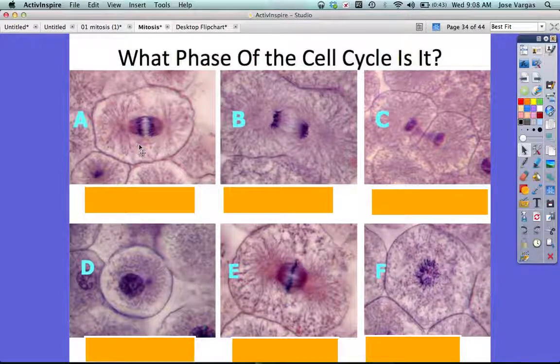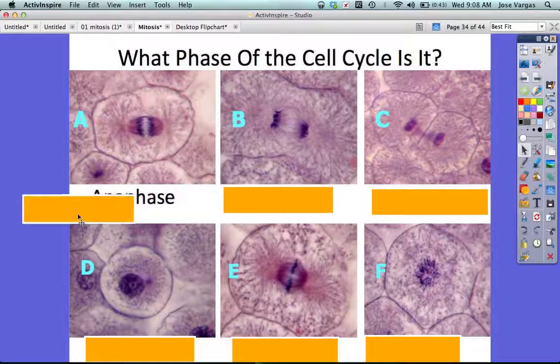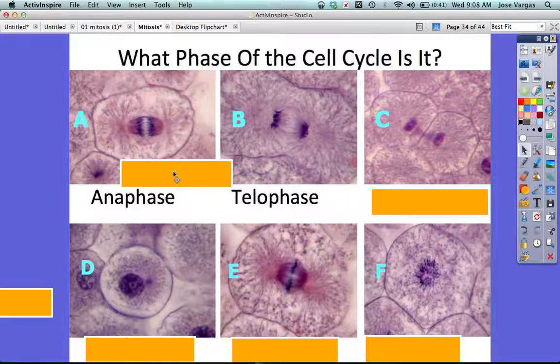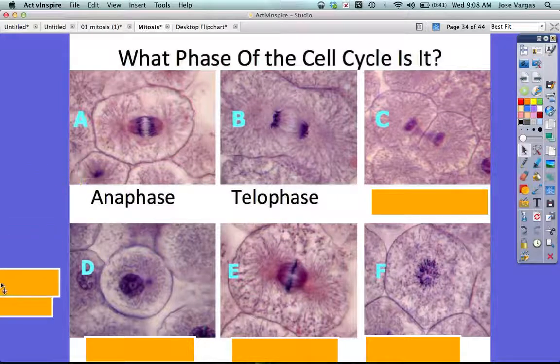Okay, for this one, you can see in anaphase, they start to be pulling away. A for anaphase, A for away. All those chromosomes are starting to go into each side, each end of the cell. This one, it's almost ready. We just need to make that cut. This is called telophase.